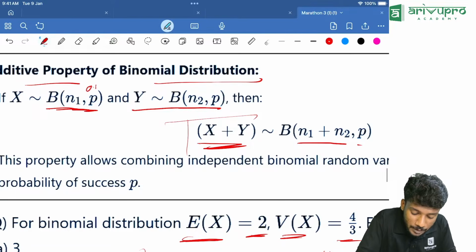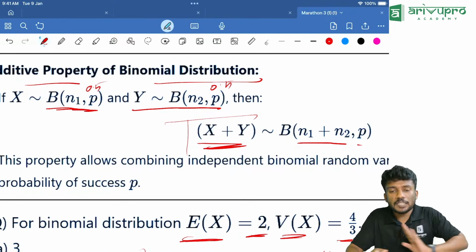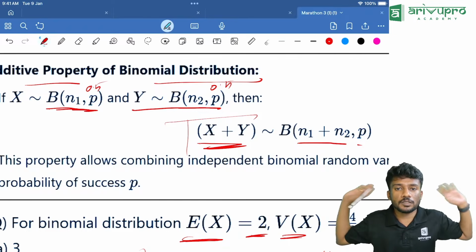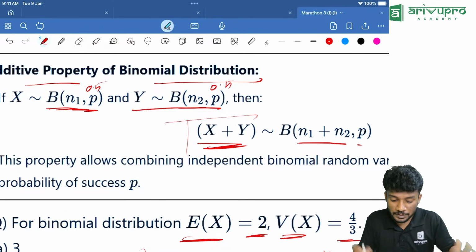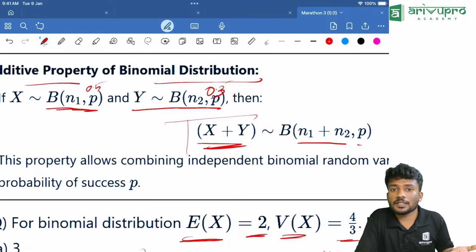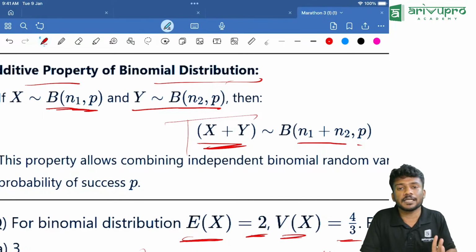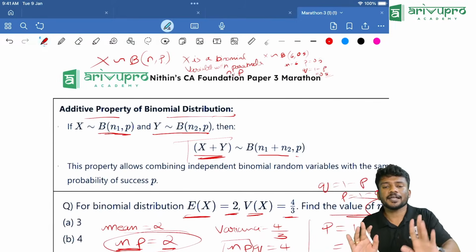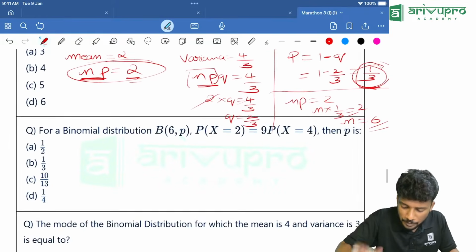For example, it should have been 0.5, 0.5. Then only it will work. Otherwise, it will never work. Got the point? That probability value should be the same. For example, if instead of 0.5 it was 0.3, will the additive property work? No. There, the p values should be the same. Then only we can use the additive property. Important.